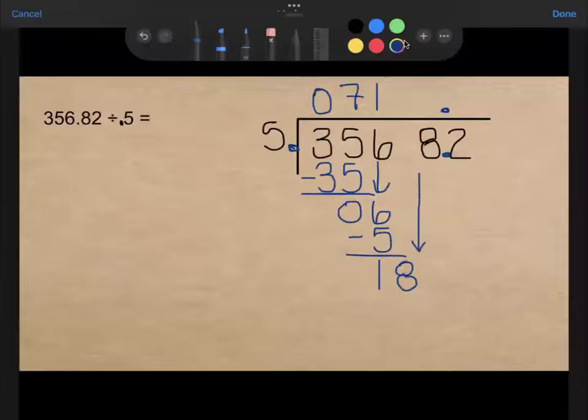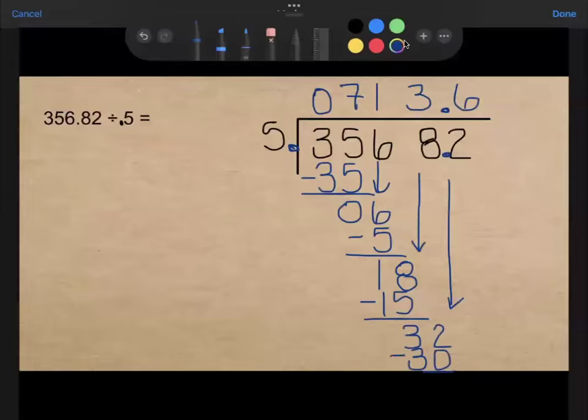5 would go into 18 3 times, which would give me 15. When I subtract that, I would get 3 left over. Then I'm going to bring down the 2. 5 would fit into 32 6 times, which is 30. When I subtract that, I would get 2 left over down there. So I'm going to move that 2 over here.